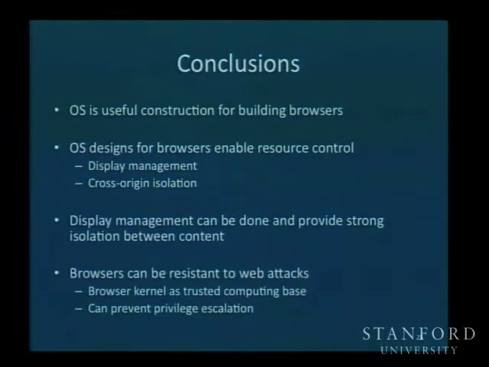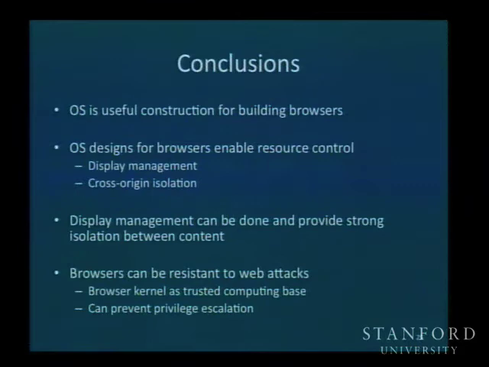So in conclusion, the takeaway here is that building the browser as an operating system is a useful construction for building browsers. We can use a lot of the things we learned with operating systems over the past many years to build browsers. Using these OS designs enables us to control resources, so we can now control the display and the network as well as the file system and other resources that browsers interact with. It also gets a strong isolation between objects of different origins, as well as display isolation. We can also do display management, which is something that other browsers really haven't broken into yet, and provide strong isolation between content that's being rendered.